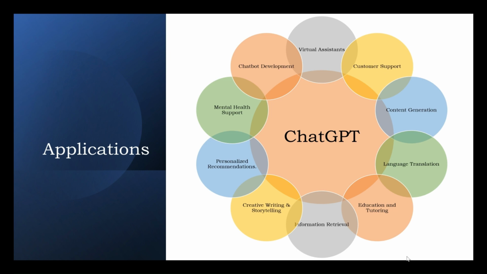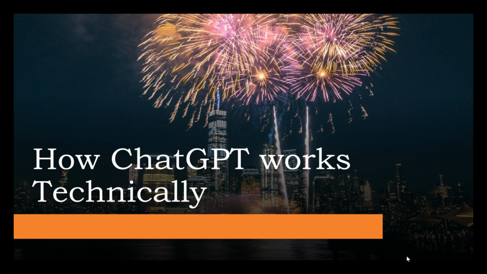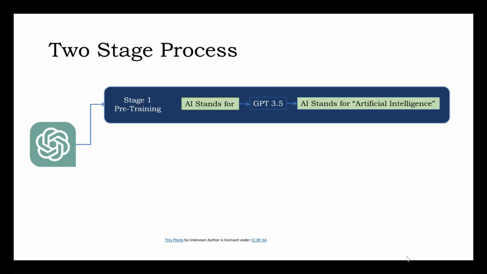These are the different applications they're going to be providing by the ChatGPT. Let's come into how the ChatGPT works technically. Here we can say that the ChatGPT is a two-stage or two-phase process. In the first phase, it is pre-training.